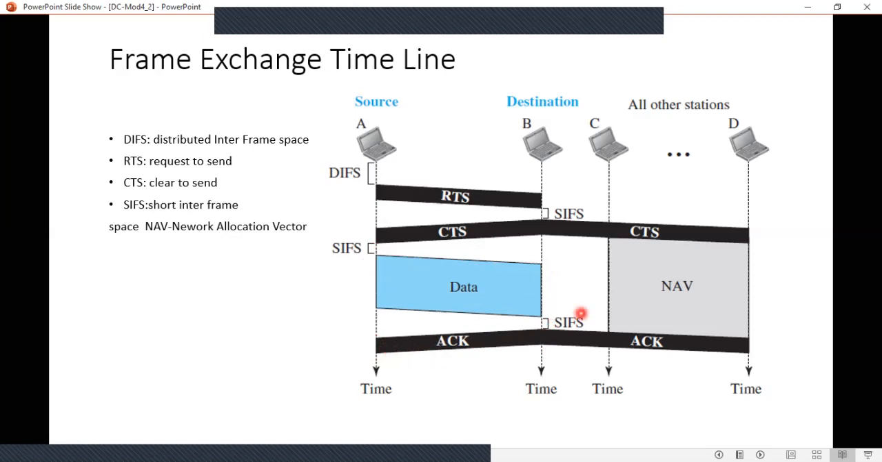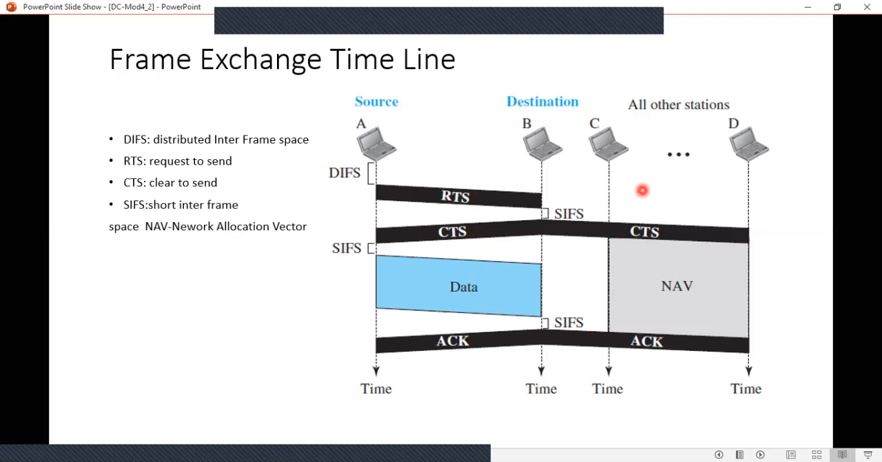Now, what about the other stations when A and B are transmitting? What happens here? Here is the concept called NAV, that is the network allocation vector. When a station sends an RTS frame, it includes the duration of time that it needs to occupy the channel. This duration it will include in the RTS frame.